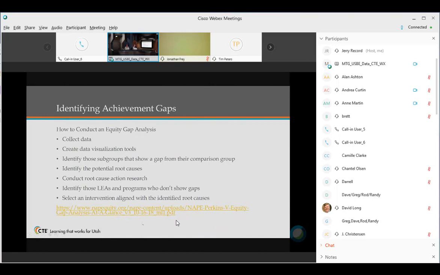You first collect the data and create some data visualization tools. You identify which subgroups show a gap from their comparison group. You identify the potential root causes and conduct root cause action research. You identify those LEAs and programs who don't show gaps to use them as a benchmark. And then you select an intervention aligned with the identified root causes.